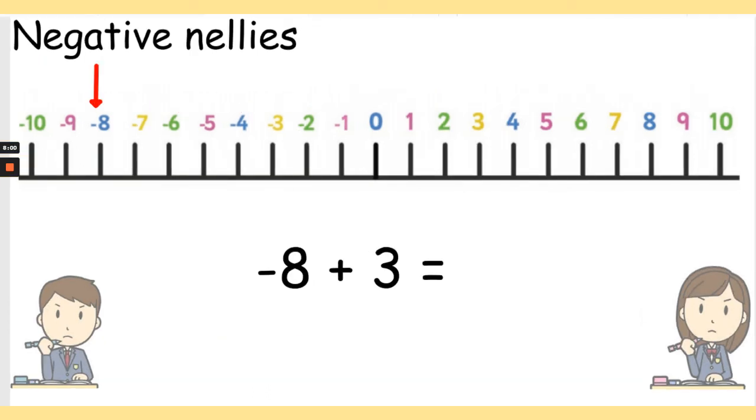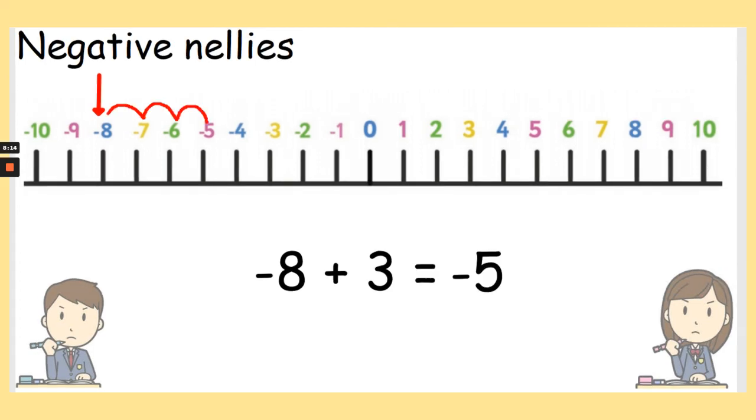Now we need to see what we want to make -8 slightly more positive. So we're going to do -8 add 3. Pause the video now to work out your answer. Let's jump from -8, 1, 2, 3, and our answer is -5. Make sure your answer says -5, as if it just says 5, that answer is incorrect. We're still in the negative number section, so it is -5.